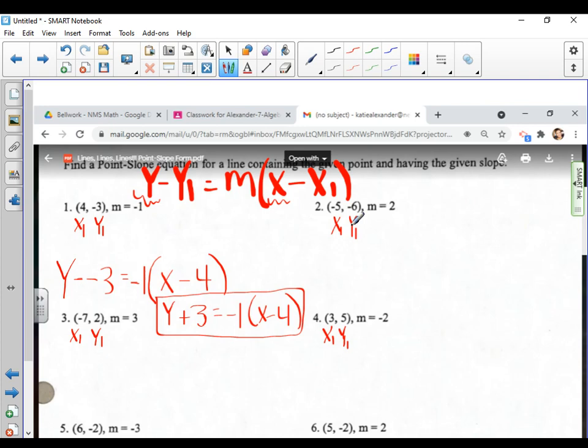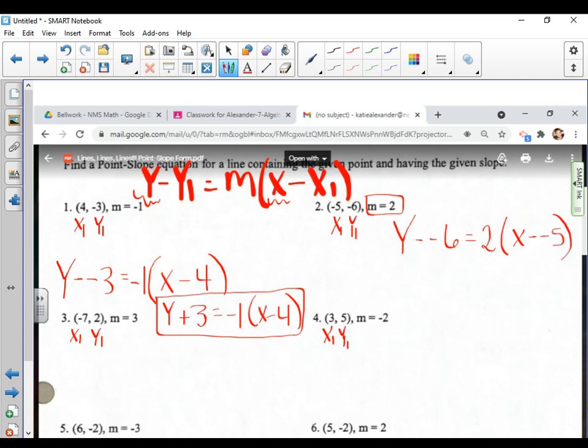So we're going to do number 2, same exact situation. Your normal x and normal y just stay x and y. So it asks us to start with y and then a minus sign. Then it asks us to write y1. Well, we labeled y1, it's -6, so I'm going to put -6 next. Then it asks for an equal sign, and then it wants m. It tells you what m is right here. It says m is 2, so we're going to write 2. And then x minus, and x1 is -5.